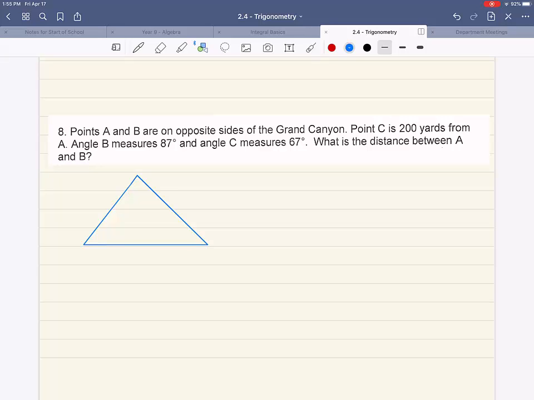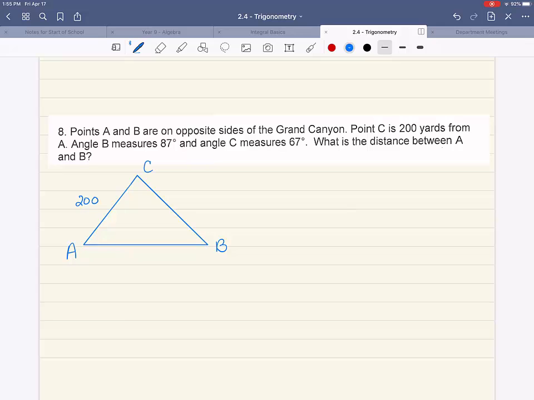Okay? So it says points A and B are on opposite sides of the Grand Canyon. I'm just going to put A and B right there. So the Grand Canyon goes between A and B. So that means that the top angle has to be point angle C. So I'm going to put the C up there. Point C is 200 yards from A. So that means that the distance from C to A, or this side here, is 200 yards. Now, if you don't know, a yard is almost a meter. The difference is very, very small. So anytime you see the word yard, you can think meters if you want to.